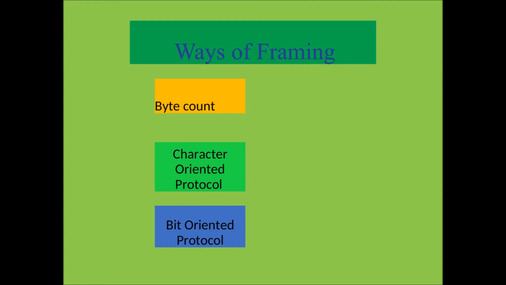If we transmit our file from sender to receiver, that file is converted into some form. Those forms are called frame, packet, byte, and so on. So how do we create a frame? There are three ways, and we will discuss these three ways of framing in our next slides.